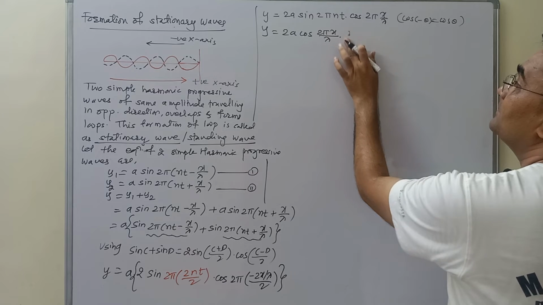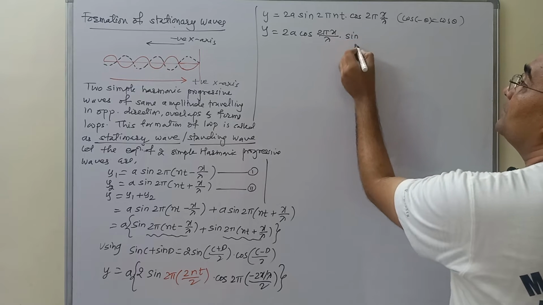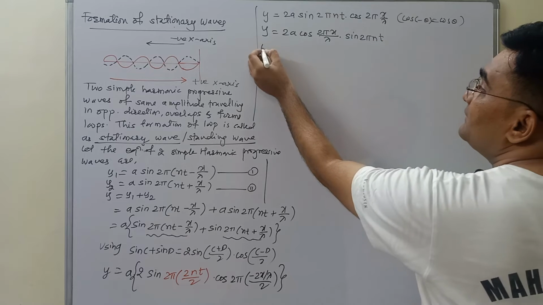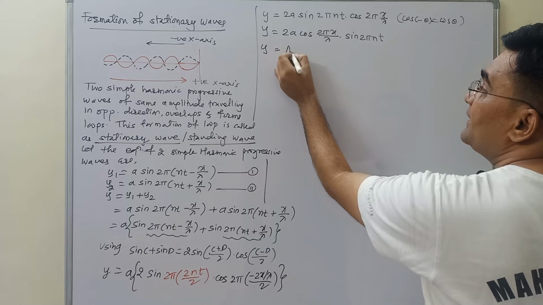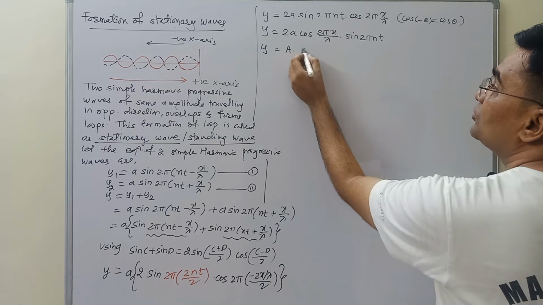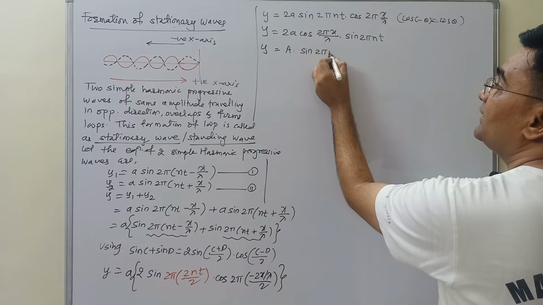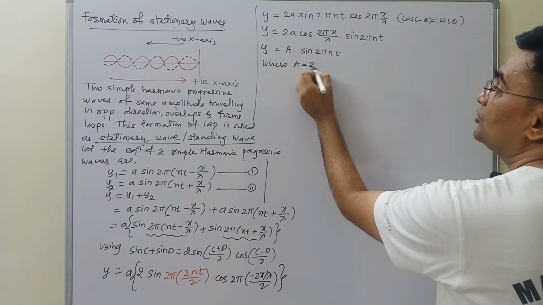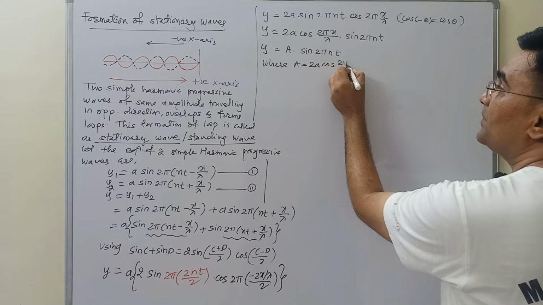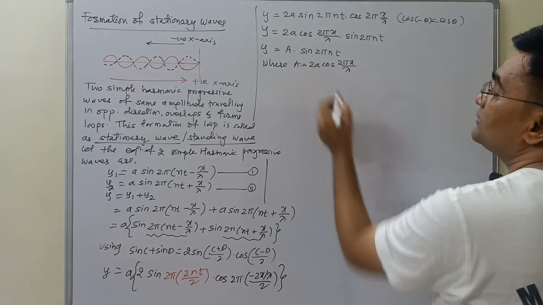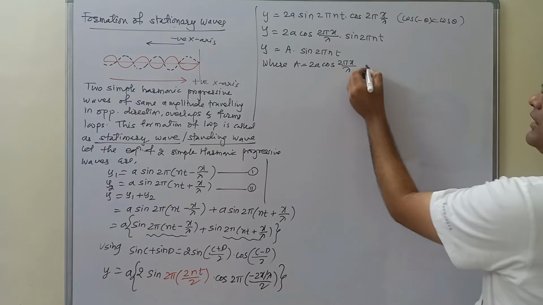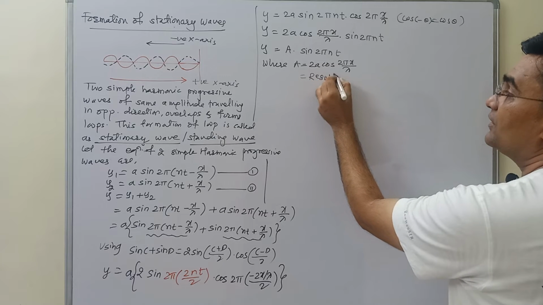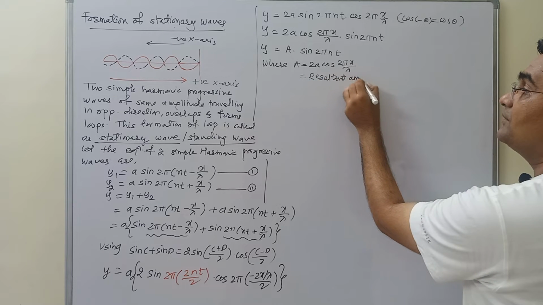Using this analogy, we get y equals 2a cos 2 pi x upon lambda into sine 2 pi nt. If I replace this entire value by A, A into sine 2 pi nt, where A equals 2a cos 2 pi x upon lambda, I will call this the resultant amplitude. I will call this what? Resultant amplitude.